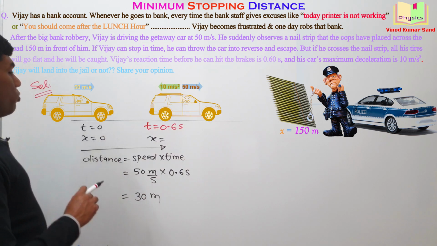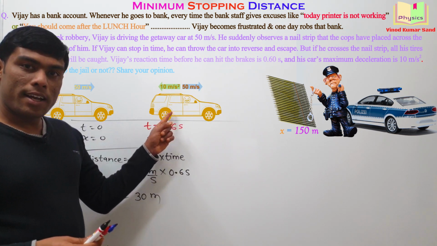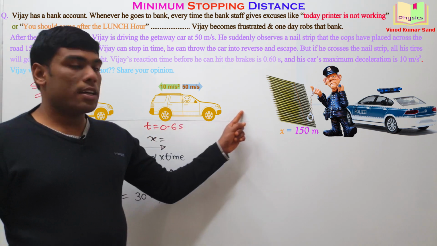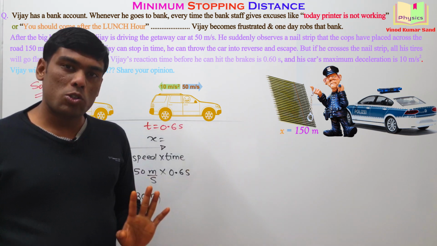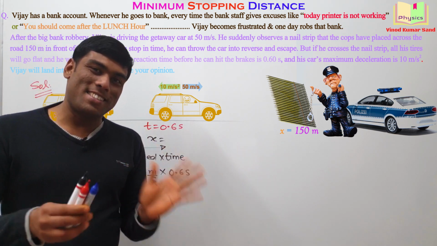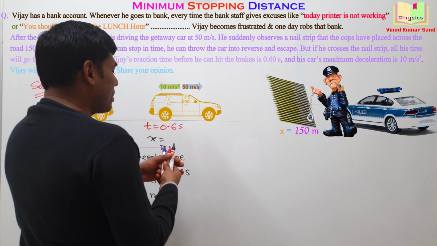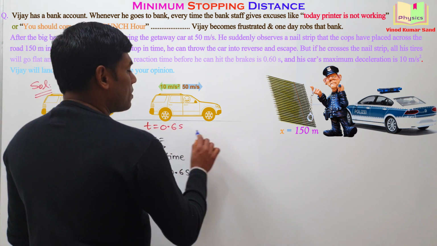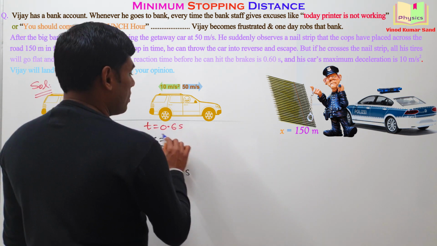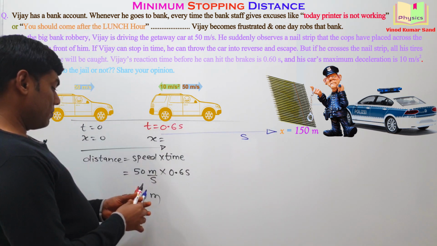Okay, fine. Now at t is equal to 0.6 second, the brakes are applied, and after this the car slows down at a constant rate. Now we need to determine whether Vijay is inside the jail or outside the jail. The calculation is simple. Let's say the car covers some distance here. That distance we don't know. I'll call that distance S.